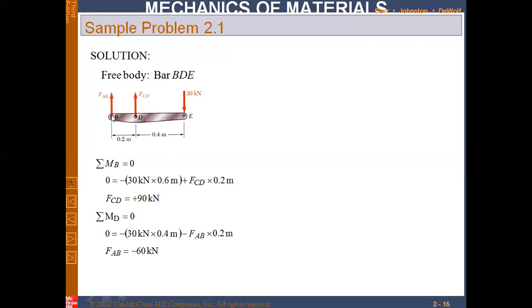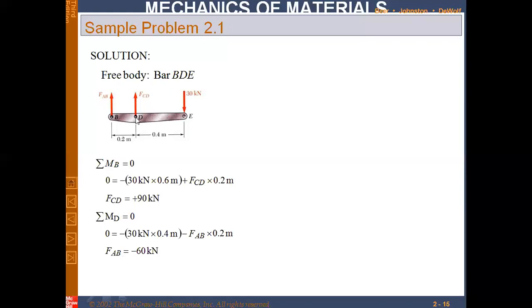This force is producing clockwise moment about this point. So again, minus FAB times perpendicular distance, which is 0.2. So minus FAB into 0.2. And after calculation, FAB is equal to minus 60 kilonewton. This minus sign indicates that the direction which we have assumed is not correct. We have to reverse the direction.